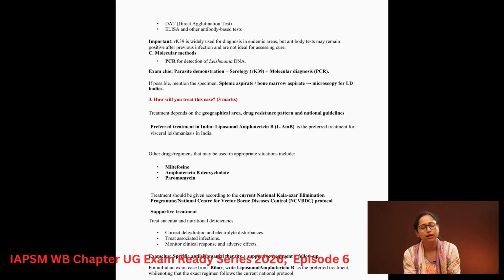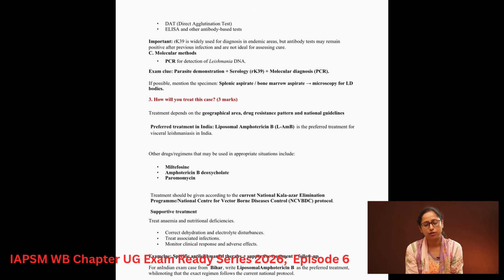Now, how will you treat the case which is carrying 3 marks? When you write this answer, treatment depends on geographical area, drug resistance pattern and national guideline. In India, we use liposomal amphotericin B. So, please mention about the treatment by LAMB and the doses also. It is the preferred treatment for visceral leishmaniasis in our country.